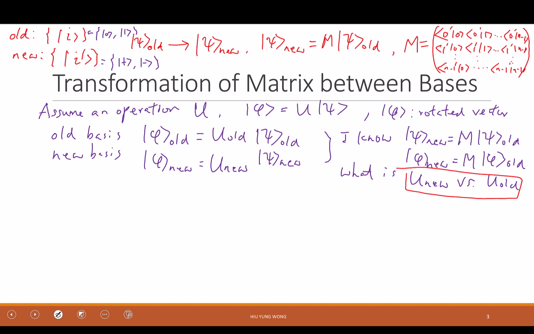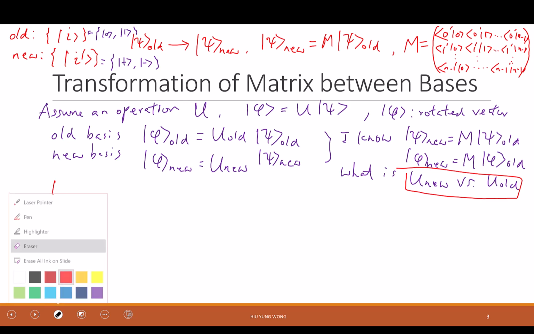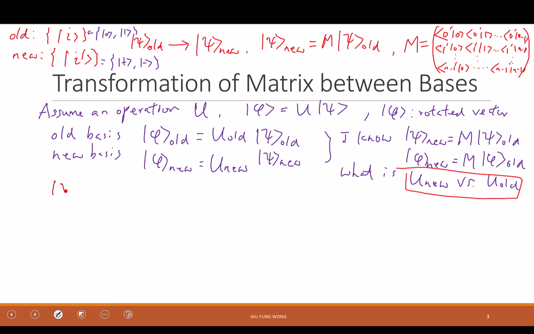Then let's just draw a diagram, then it'll be easy to see. So I have my psi O, the original vector before the rotation in the O basis, right? And then I apply the representation in the O basis to do a transformation. It becomes the new vector, but still in the O basis, right? Which is equal to U O psi O.